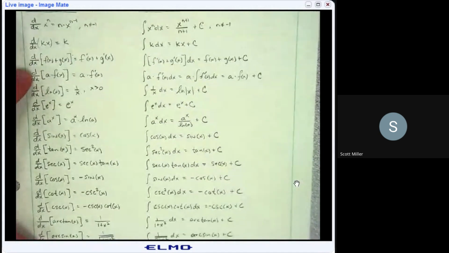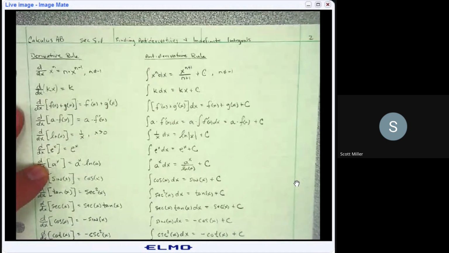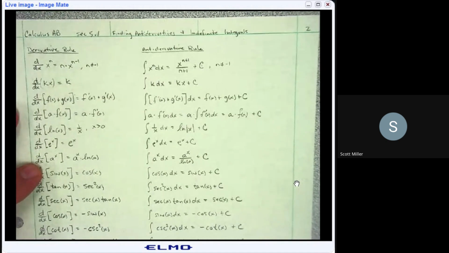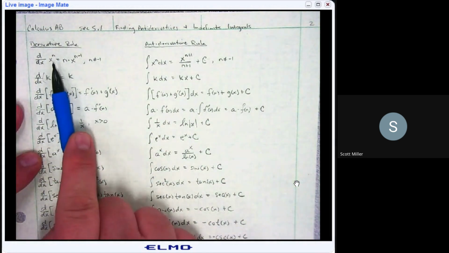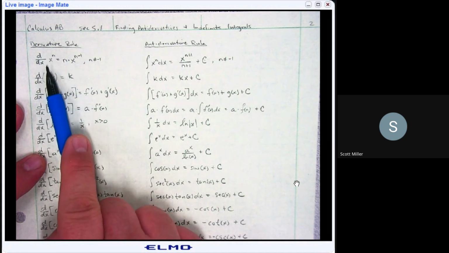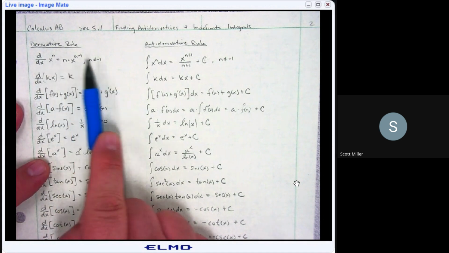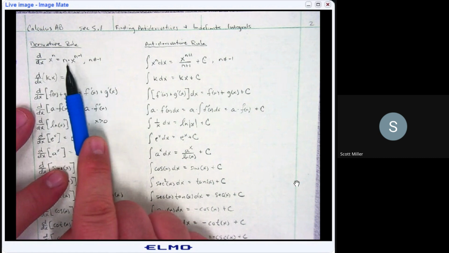We have a bunch of rules over here. The rules are now in play. They are connected and related to the derivative rules, so as long as you know the derivative rules, they can help you find the antiderivative rules. This is the power rule right here. In this case, when we take the derivative, we take the exponent, multiply it out front, and then lower the exponent by 1, provided n is not equal to -1.